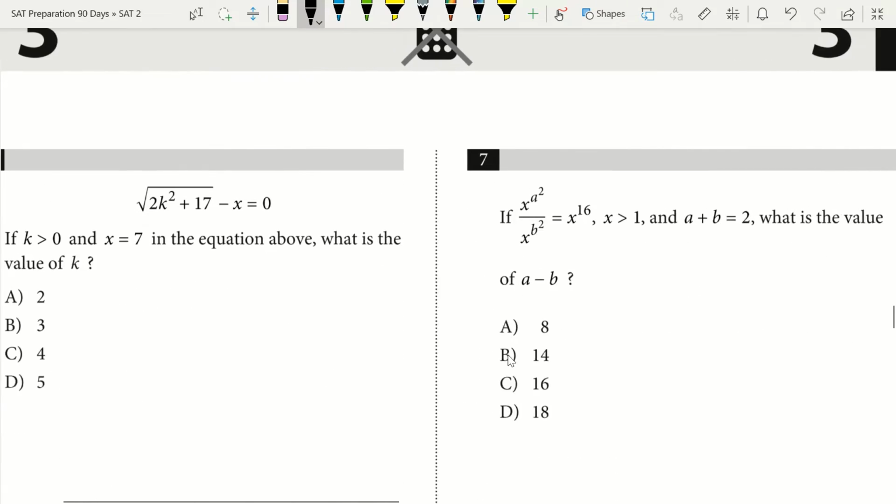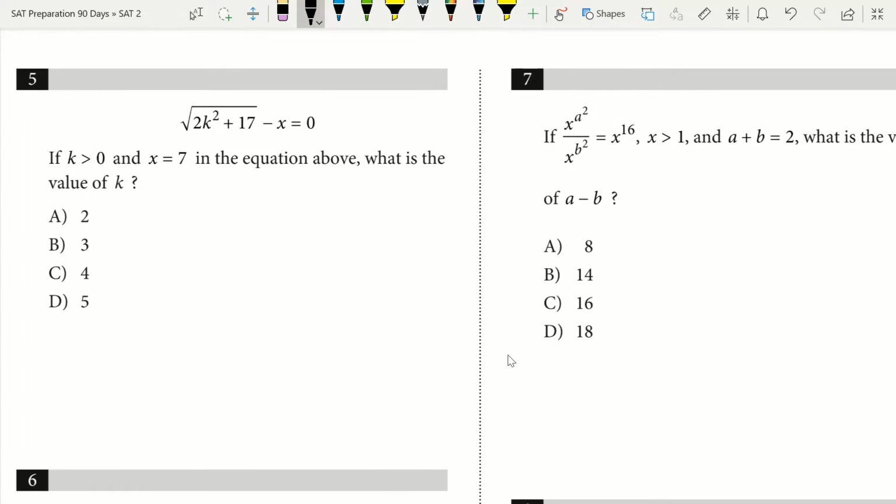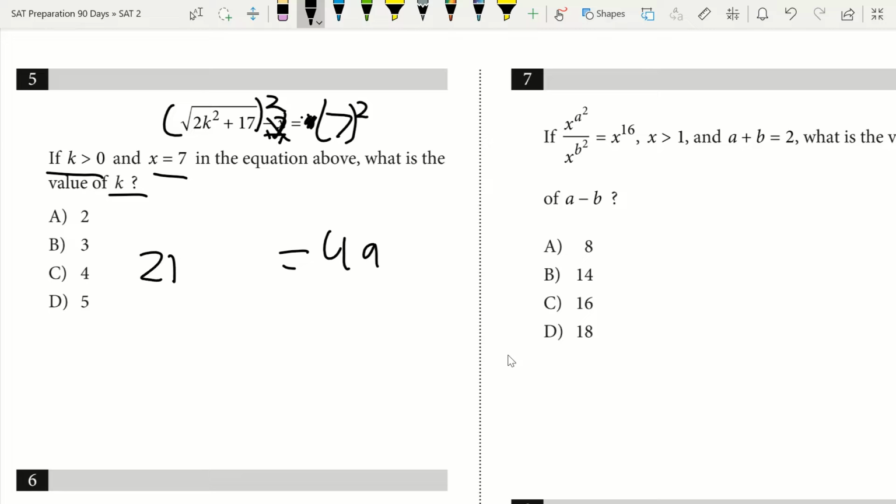All right, number 5. If k is greater than 0, that just means k has got to be positive. X equals 7. What's the value of k? Okay, I plug in 7 here. I'll add 7 to each side. Get rid of that. Put a 7 here. Next thing I'm going to have to do is square each side. 7 squared I know is 49, so I'm going to have 49 equal to 2k squared plus 17. I got to subtract 17 from each side so I can isolate that k. I do that, I'm going to get 32 equals 2k squared.